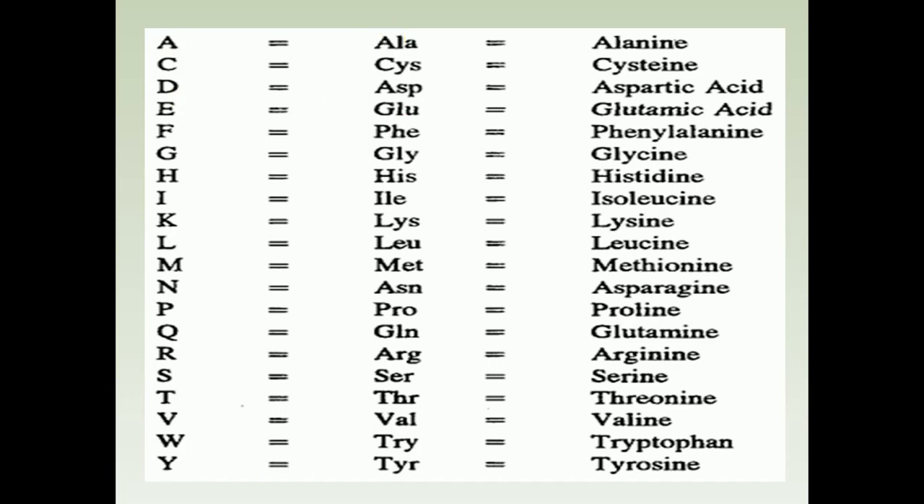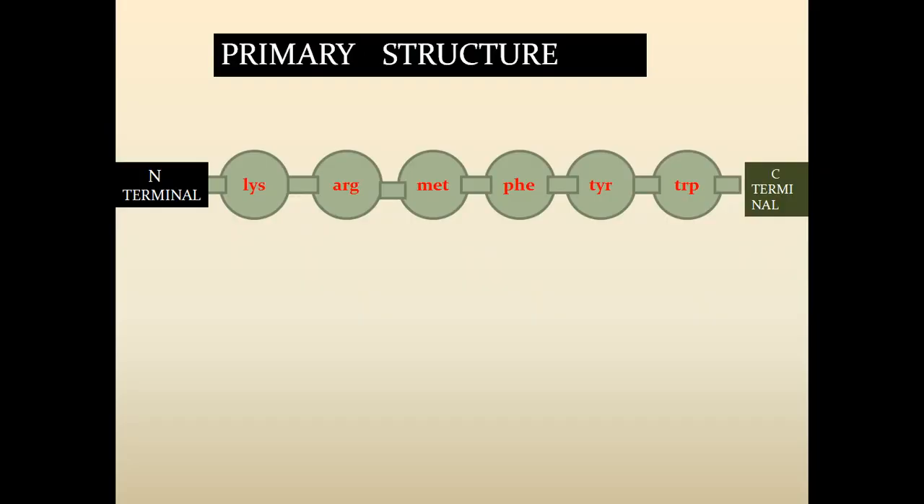Going on to our next slide. This is the primary structure of protein. This is the N terminal or amino terminal, and this is the C terminal or carboxy terminal.